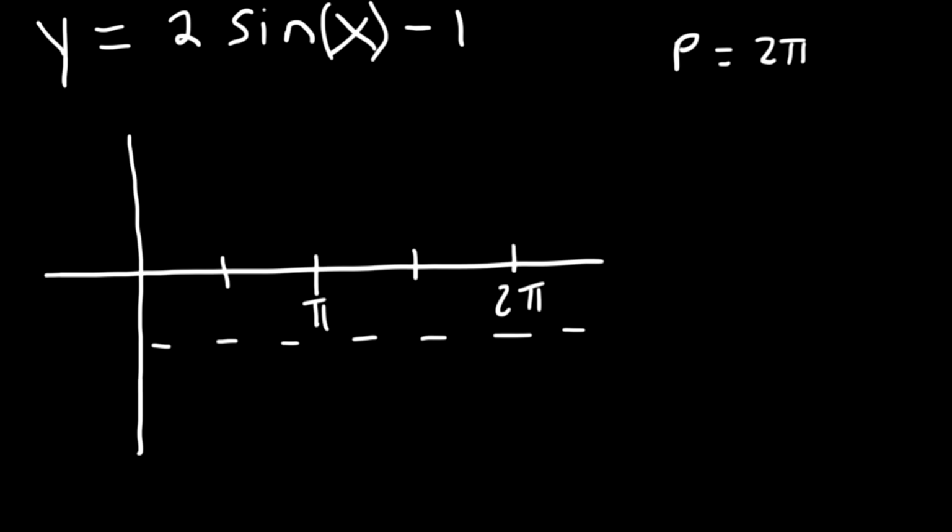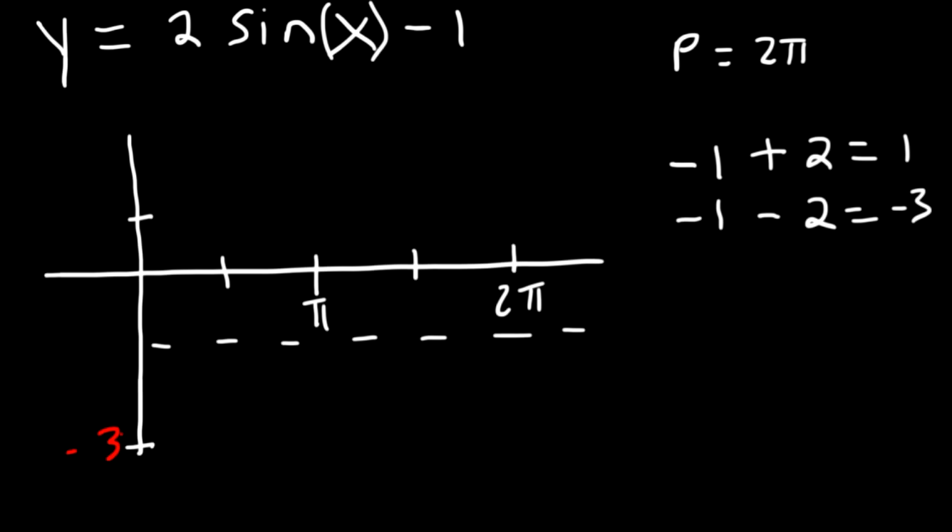Now, to find the upper limit of the graph, take the vertical shift and add the amplitude to it. The amplitude is 2. Negative 1 plus 2 is 1. To find the lower limit, start with the vertical shift, which is negative 1, and subtract the amplitude. And this will give you the lower limit of the graph, which is negative 3. So it's going to oscillate between negative 3 and positive 1.